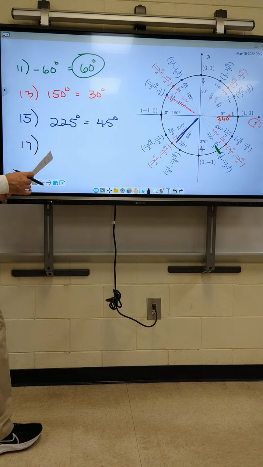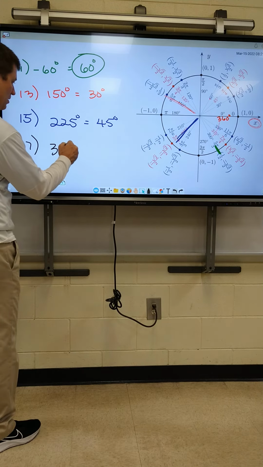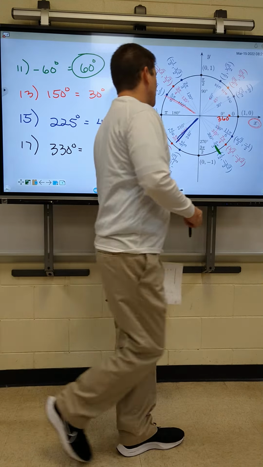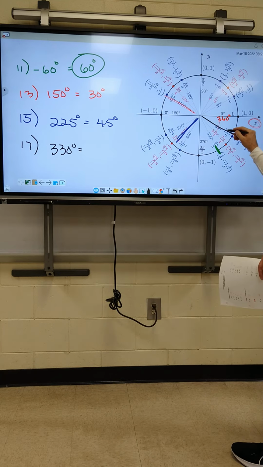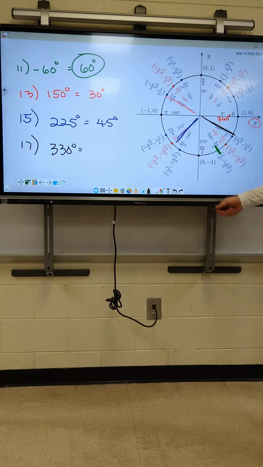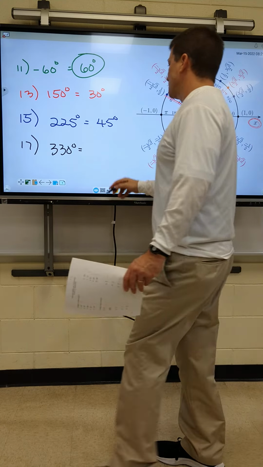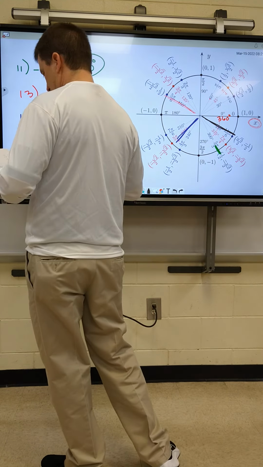All right, let's do 17. 330. All right, Adam, here's 330, right? Right there. Got it? So what do I subtract from this time, Adam? 180 or 360? 360. Whichever one is closest. So you subtract from 360, we got 30 degrees.